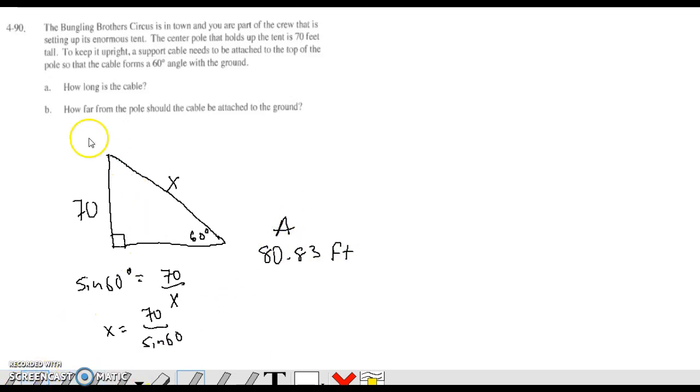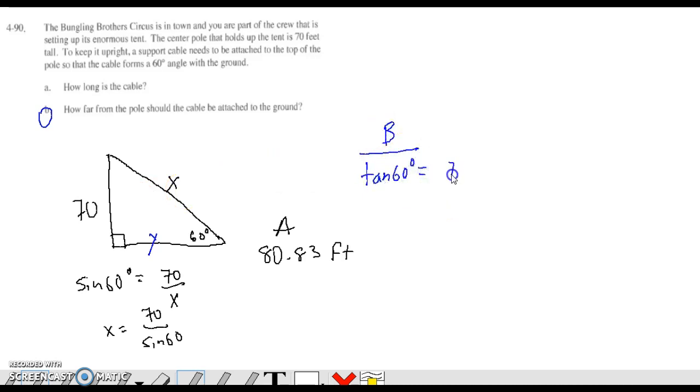For B, what we want to know is how far from the pole the cable should be attached to the ground. So for B, we want to know that side right there. We can use A if we want to. I'm going to use 70 since it's already there. So for B, put that information over here. This will just be an easy tangent question.